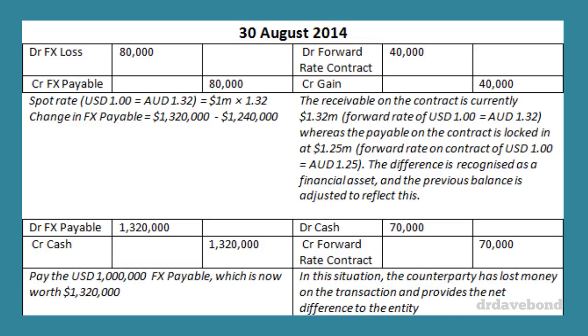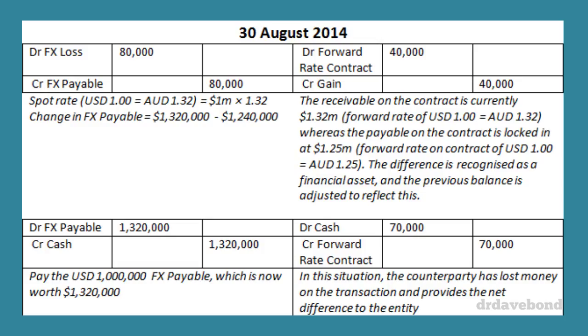So the receivable is worked out, the difference is recognized as a financial asset, and the previous balance is adjusted to reflect that. And then this is Alan receiving money from Jerome at the end, so they settle it. And you get $70,000 in cash, so Alan does. And the forward rate contract, which was at $70,000, is now gone because it's been dealt with. Yeah, the counterparty's lost money and provides a net difference.